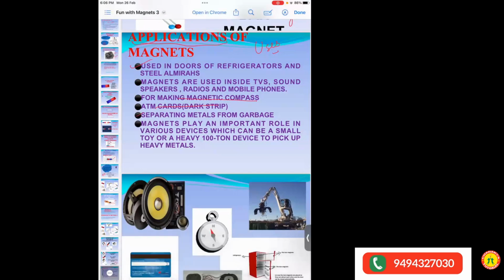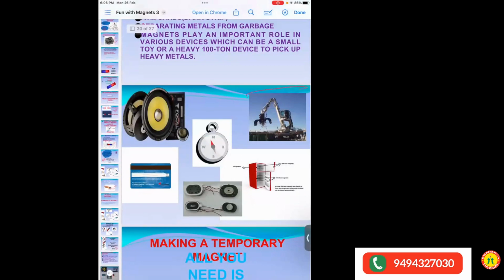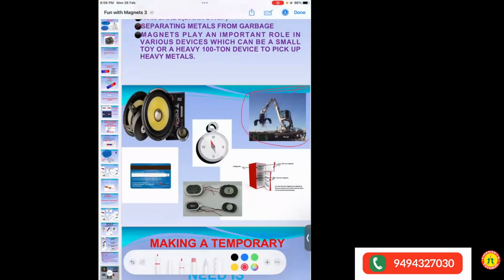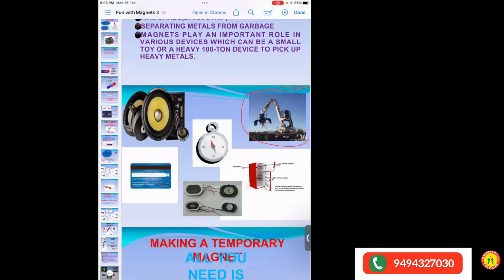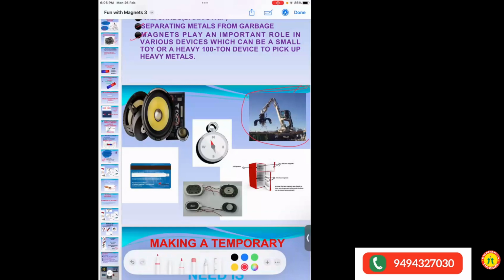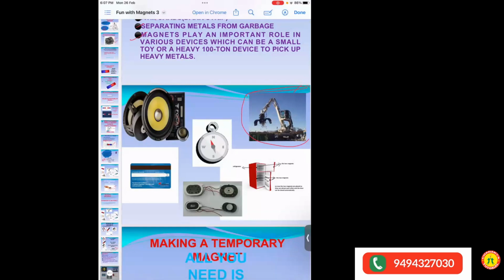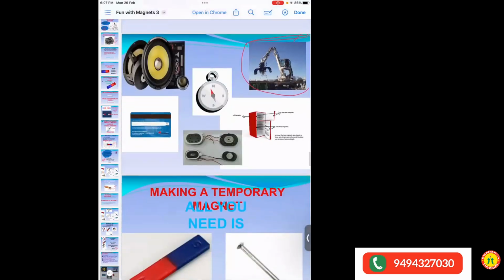In this picture you can see how the metals are segregated with the help of a magnet. They bring the magnet over the dust or the waste material, and whatever metals are there get attracted towards the magnet. That is how they separate the metals from the garbage. Then magnets play an important role in various devices, which can be a small toy or a heavy 100-ton device to pick up heavy metals. In toys also, and so many machines also have magnets in them.